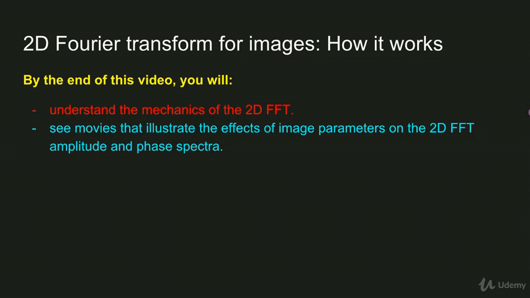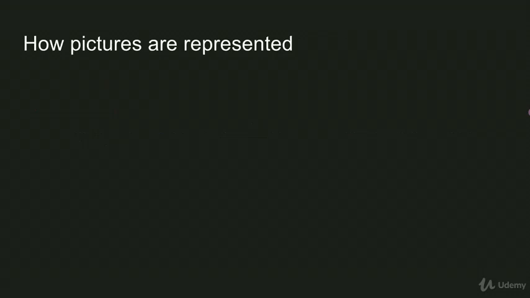Well, implementing the 2D FFT really is simple. The problem is interpreting the results of a 2D Fourier transform. And even more complicated is trying to predict what an image might look like based on its 2D FFT power spectrum. First, let me explain how pictures are represented on computers.